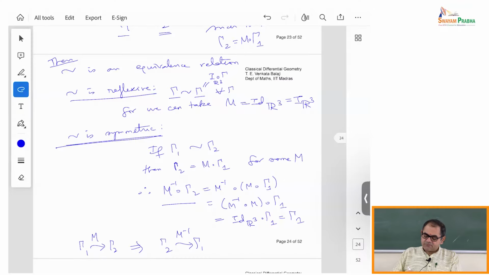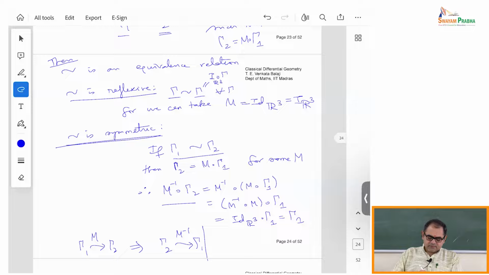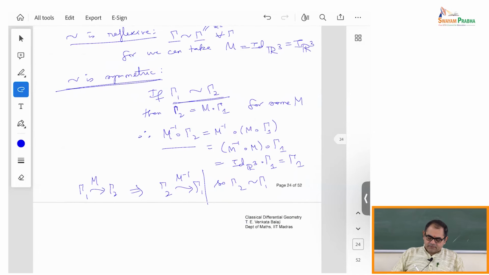So the moral of the story is, if gamma 1 is related to gamma 2, then gamma 2 is related to gamma 1. So there is symmetry. If the first curve is related to the second curve, then the second curve is also related to the first curve. That's symmetry. And then you have transitivity.